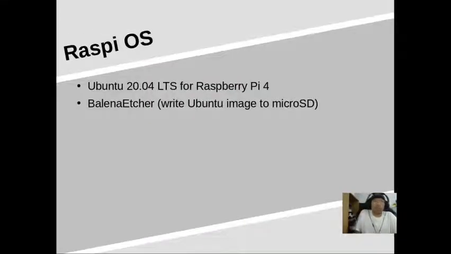Okay, now on our Raspberry Pi OS, I decided to use the Ubuntu 20.04 LTS, long-term support, for Raspberry Pi 4, although we could use the Raspbian OS. Once we've downloaded Ubuntu 20.04, we need to write the image of Ubuntu 20.04 to our micro SD card. So we use the Balena Etcher to write our Ubuntu image to our micro SD card.